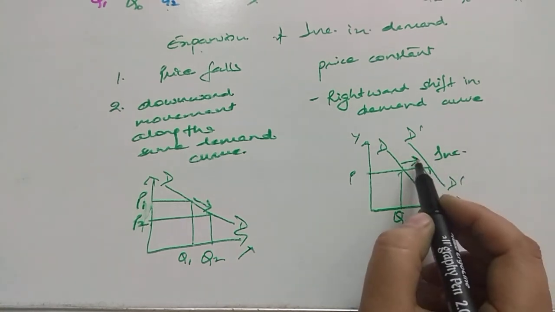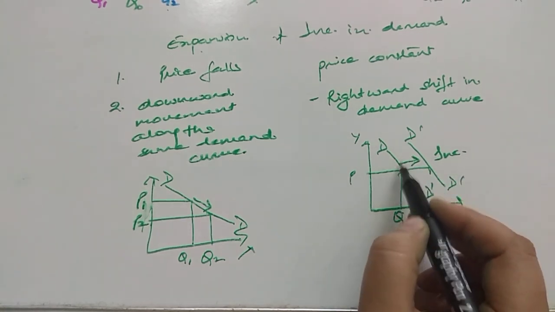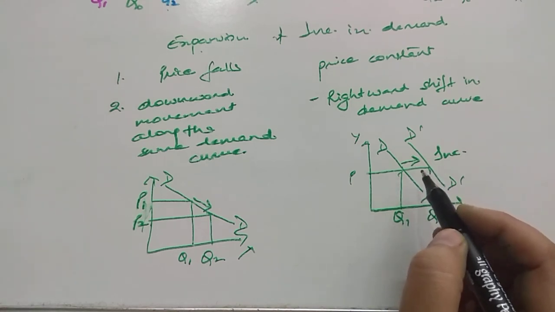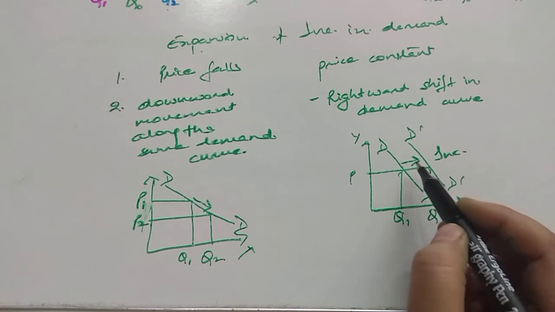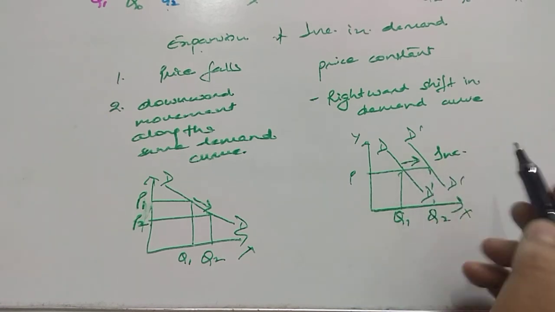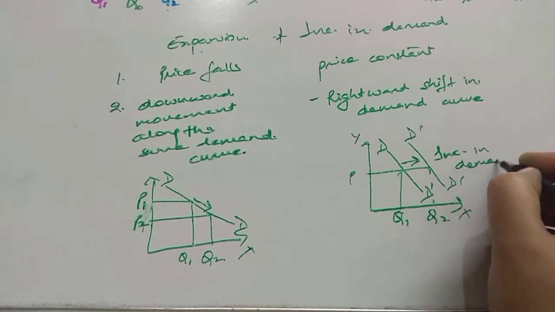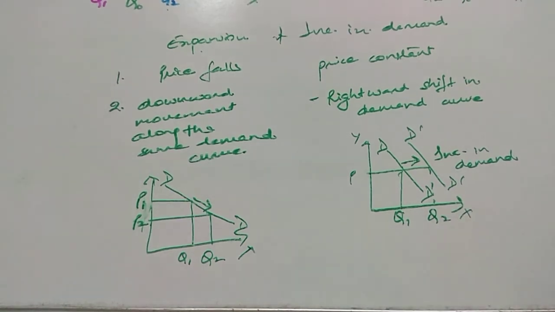If you make the arrowhead on the other side, that will show decrease in demand. So it becomes wrong. So whenever you are making the diagram, please show it with the help of arrow that this is increase in demand. This is how you have to write the answer.